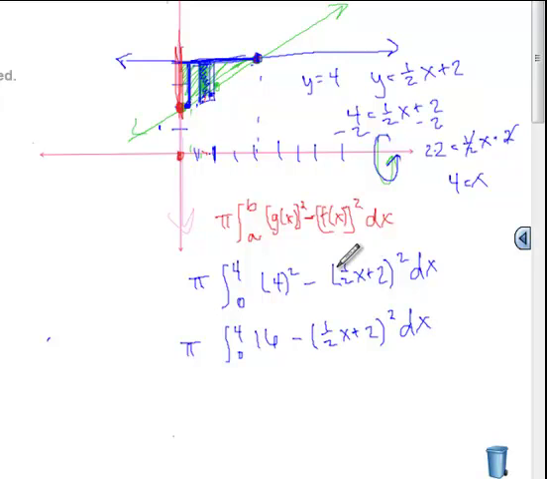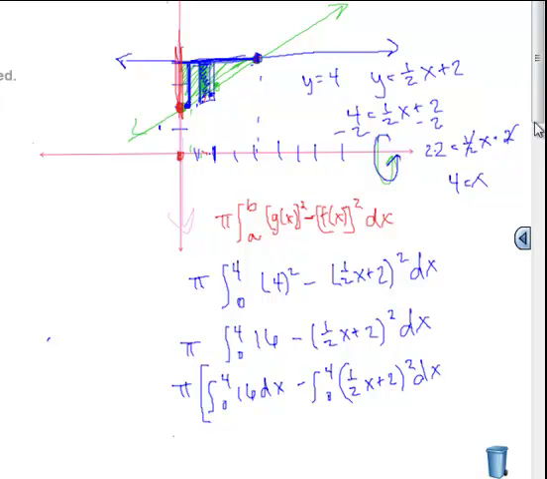If you wanted to FOIL this out, you would eliminate the fact that you have a composition here. So you could take 1/2 x plus 2 times 1/2 x plus 2, FOIL that all out, and you'll just get individual terms. But I am going to just use the chain rule here, so I still have that pi, and then the integral of 0 to 4, 16 dx, and then I have minus, I'm going to keep this in parentheses, the integral from 0 to 4, 1/2 x plus 2 squared dx.